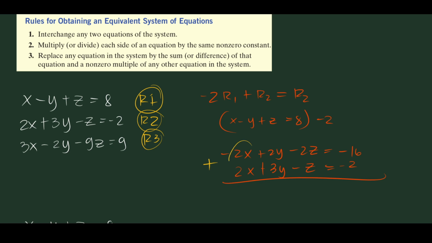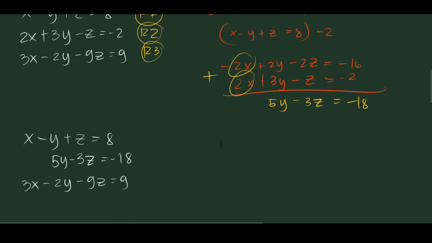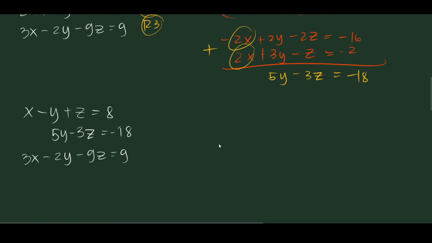So what are we going to get? The x terms will cancel out. So we get 5y, and then negative 2z minus z, that will be minus 3z, and then negative 18. As you can see here, we now only have y and z. If we move down here, we have our modified system. We will substitute this for R2, and then we will get this one. So how are we going to proceed from here?